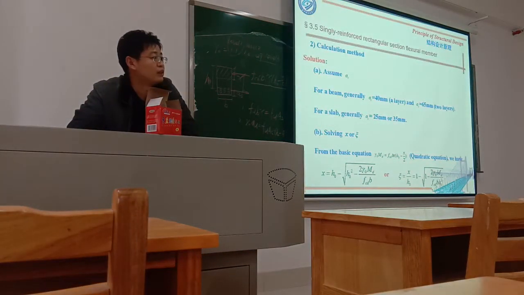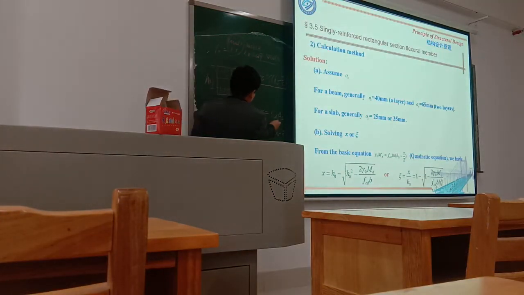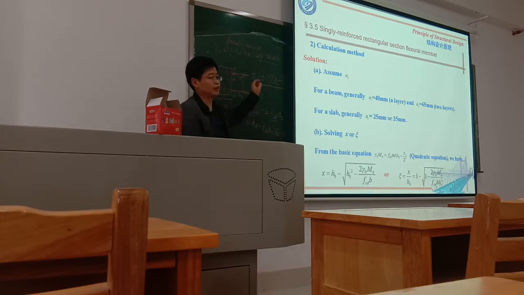What's the difference between FCD and FSD? C means concrete. FCD is the compressive strength of concrete. FSD, S means steel, is the tensile strength of the reinforcement. And we also have FTD, which normally we use for the tensile strength of the concrete.